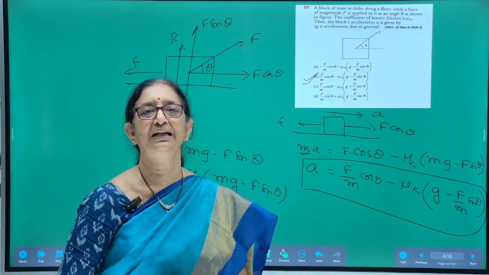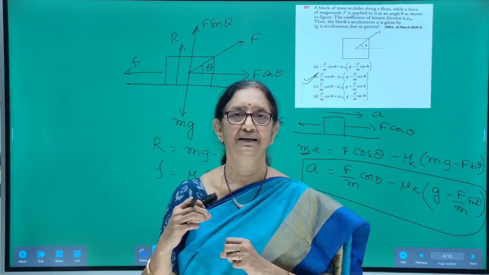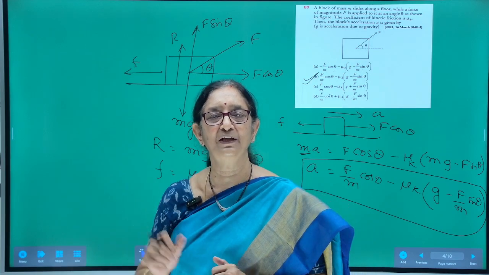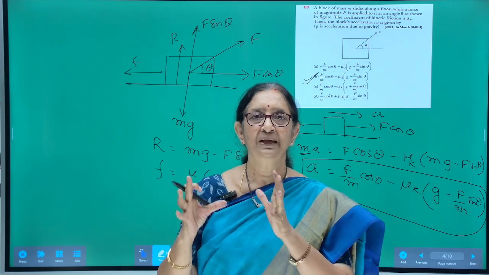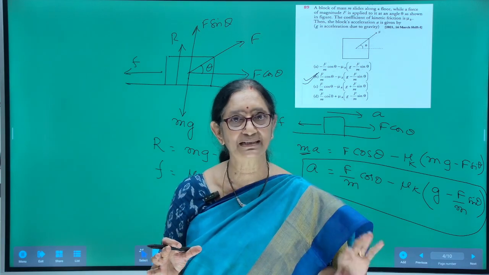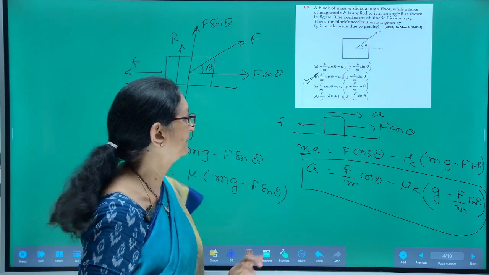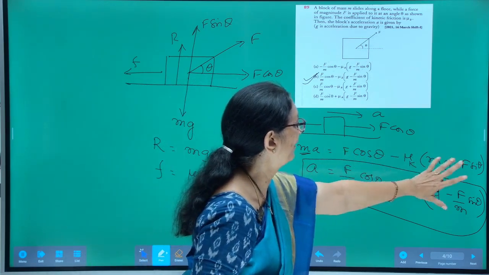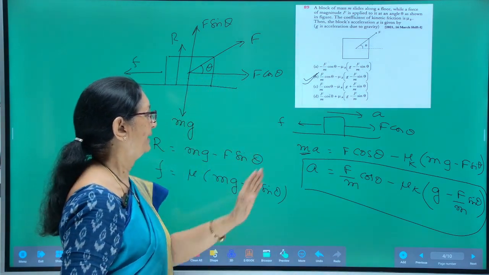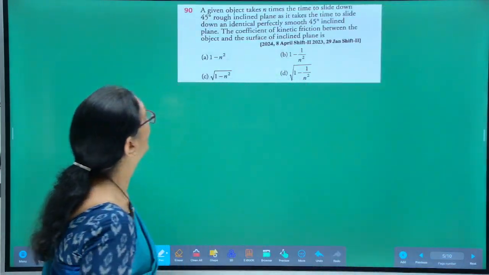So, when a pulling force is applied, F cos theta, the external force, tries to move the body along the horizontal, and frictional force opposes the motion. F cos theta minus friction, which is mu k of mg minus F sin theta, is equal to ma. F cos theta minus mu k of mg minus F sin theta is ma. Okay? Now, next problem. Look here.